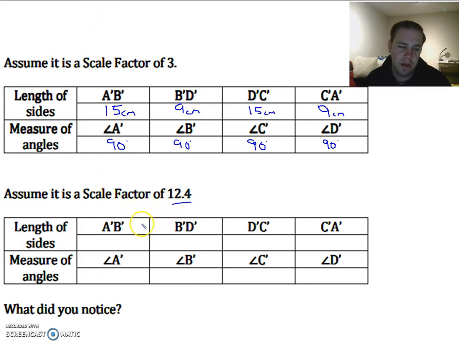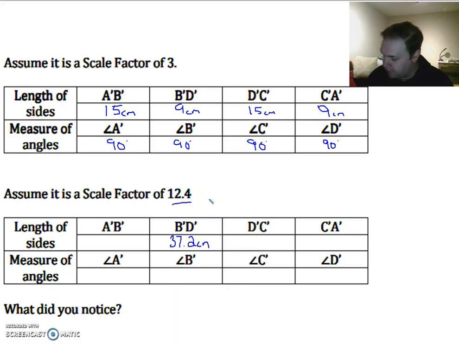The reason why I know it's my original dimensions is because see how I have prime, just like I did for this one. So it means I'm making one change from the original. Okay? It's always in relation to the original. So instead of 3 centimeters, I would have 37.2. So this would be 37.2 centimeters.